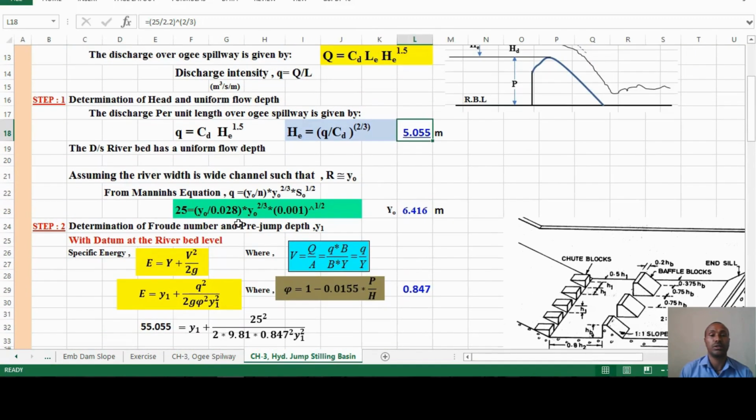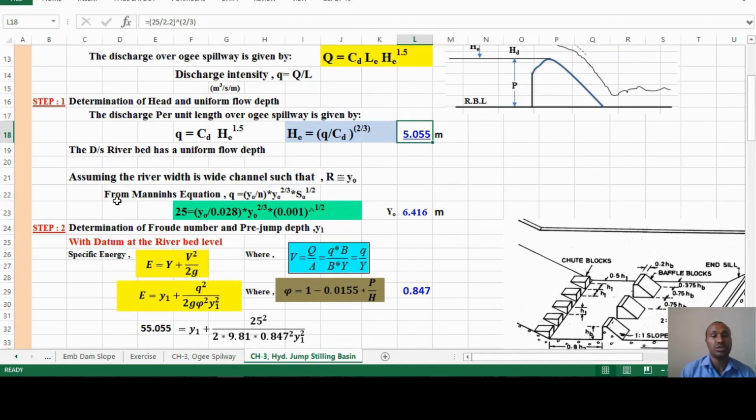So this is a revision. Assuming the river is a wide channel, such that the hydraulic radius is approximately equal to the normal flow depth, from Manning's equation you get this important equation. Then you insert the value of q and find y naught. So y naught is the uniform flow depth, and according to this equation you get this value.